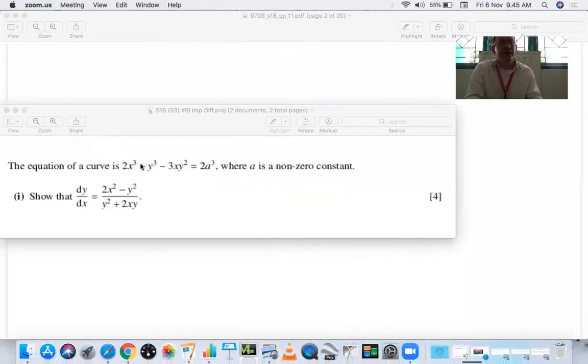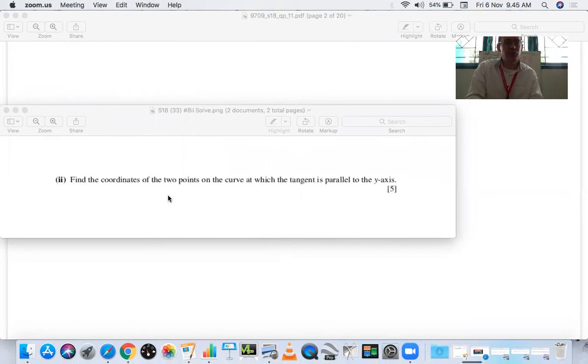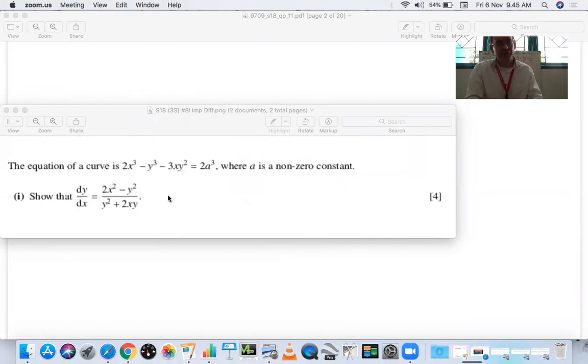Okay, here is our last question for this video. And it says, again, you see the code up here. The equation of a curve is 2x cubed minus y cubed minus 3xy squared equals 2a cubed, where a is a non-zero constant. Show that dy dx equals 2x squared minus y squared over y squared plus 2xy. So again, this is a two-part question, but first let's do the show part.